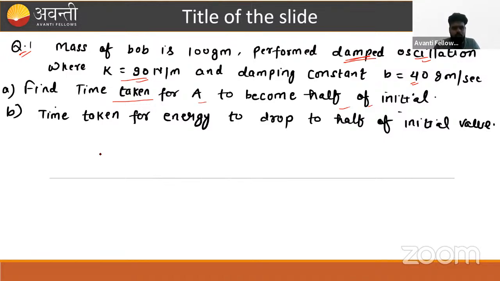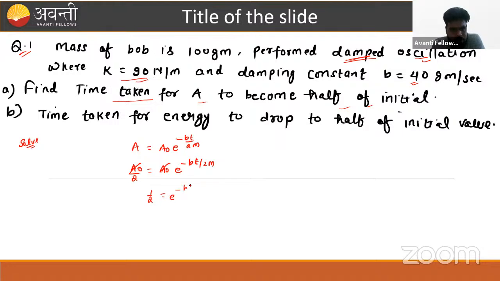So this is a very easy question because we know the relation of amplitude. What is the relation of amplitude, beta? We can say the amplitude is A naught e raised to power minus bt upon 2m. Okay, so the amplitude will become half. So this will become A naught by 2 equals A naught e raised to power minus bt upon 2m. A naught will cancel out and this will become 1 by 2 equals e raised to power minus bt upon 2m. In order to find the value of time, we have to take log on both sides. Taking log base e on both sides, this becomes log base e of 1 by 2, and this will equal minus bt upon 2m.